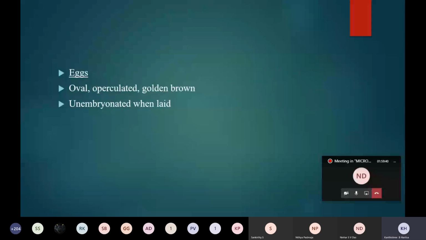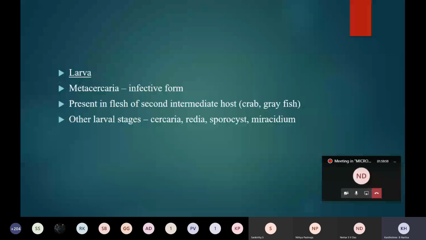Eggs are oval, operculated, golden brown in color. They are unembryonated when laid. They will first mature and then continue their life cycle. The Metacercarial larval stage is the infective form. It is present in the flesh of the second intermediate host, crab or crayfish. Other larval stages are Cercaria, Redia, Sporocyst and Miracidium.